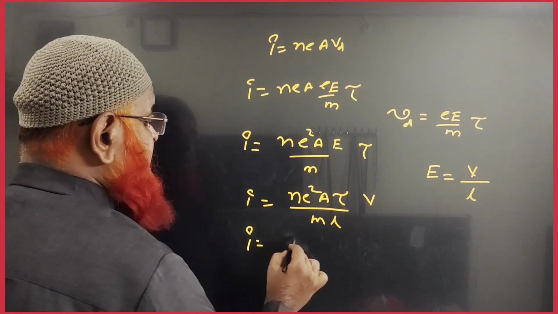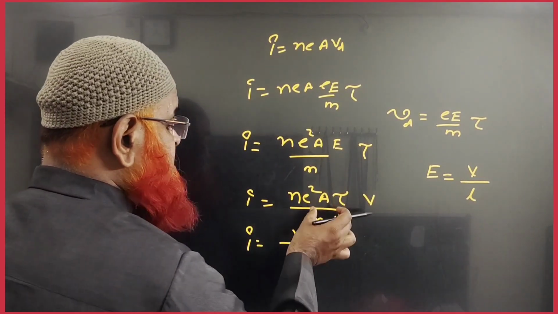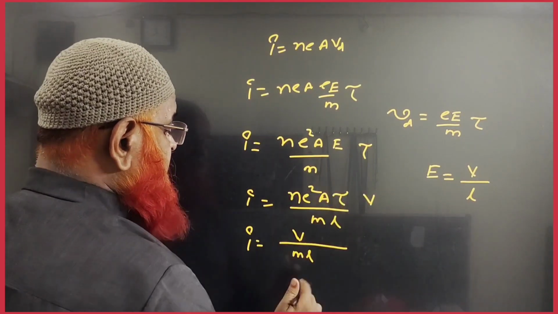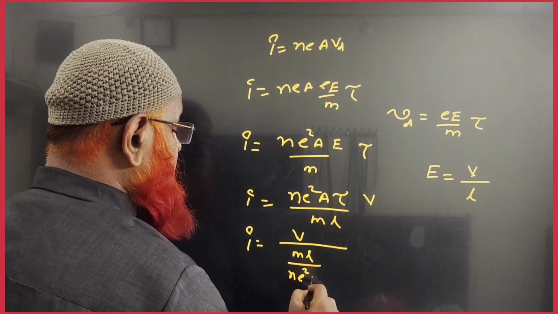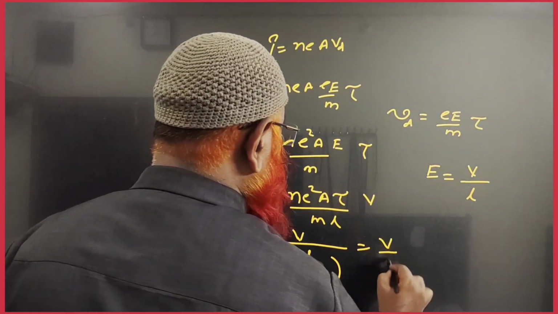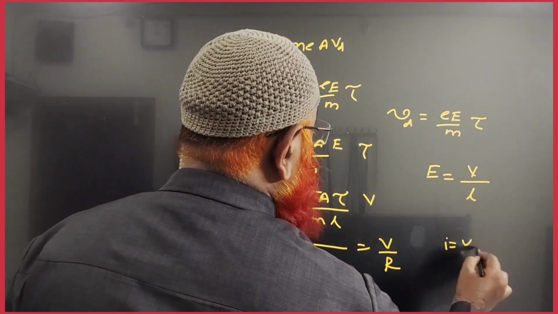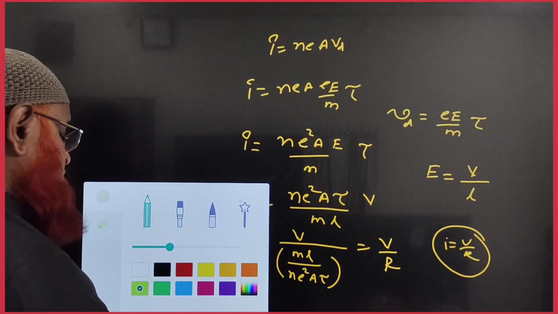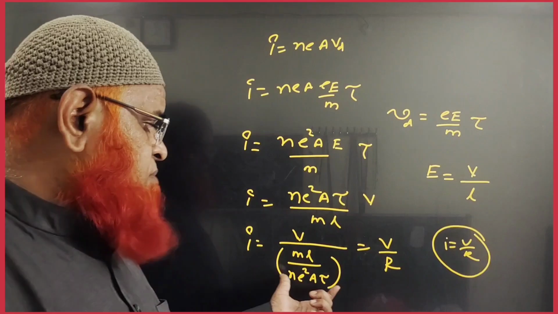Then I can write this as I is equal to V divided by this ML. I am writing the total value in the denominator, that is NE square A into tau here. So it is just like V by R. I is equal to V by R, which is said to be Ohm's law here, because V is equal to IR. So just now I got the new formula for resistance.